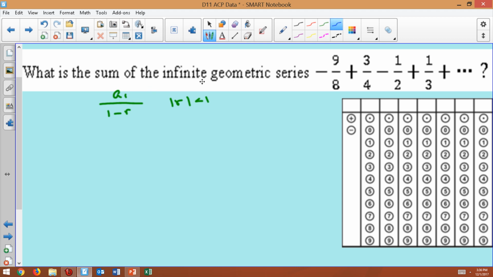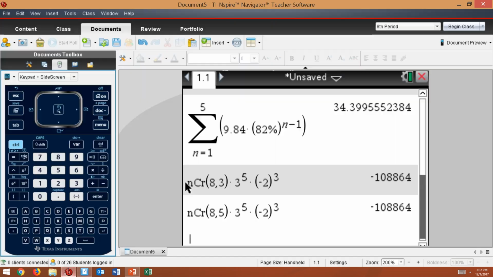So if it's geometric, we know right away that we can find our r by taking any term and dividing it by the previous term. I'm going to take the very first term, which is this one here, and have this one divided by this one. So we'll have 3/4 divided by negative 9/8. Luckily we can just type that in the calculator as long as I make my fractions correct.